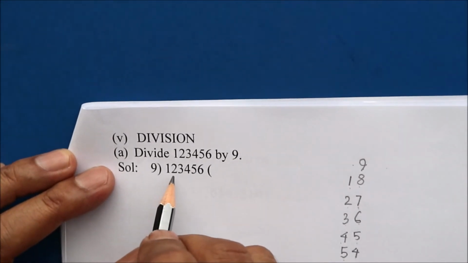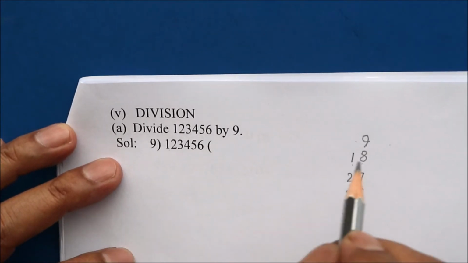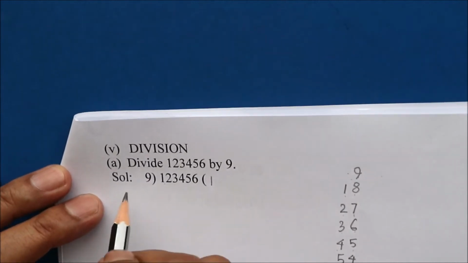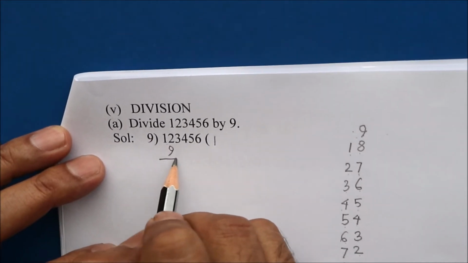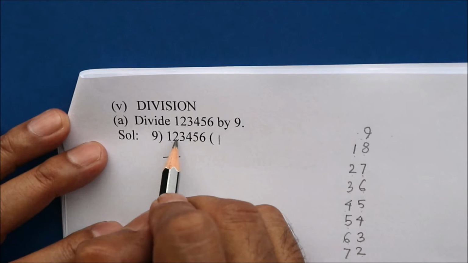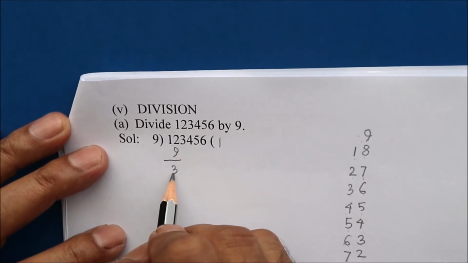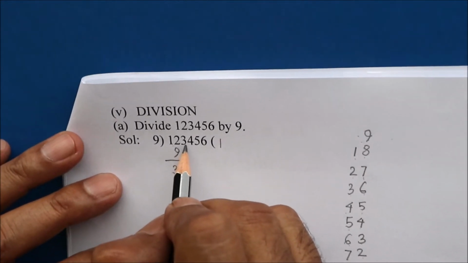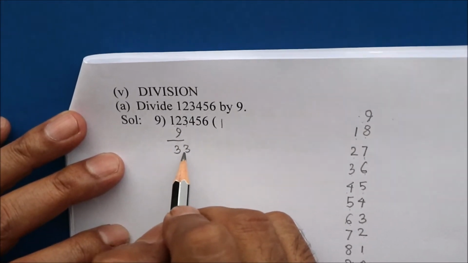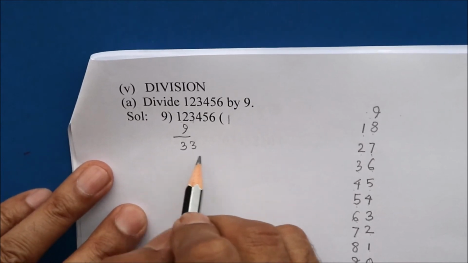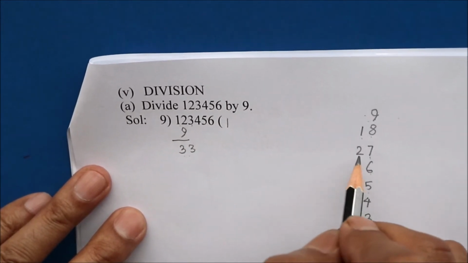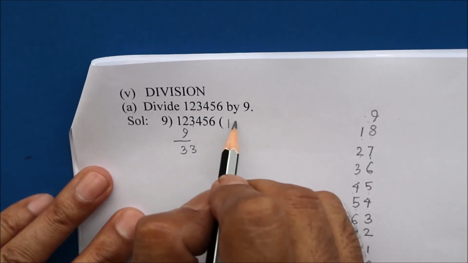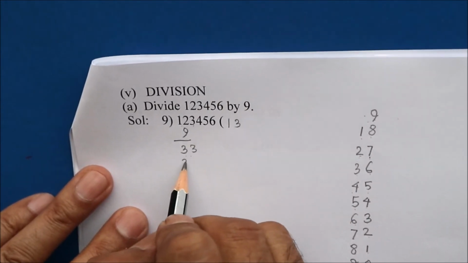The nearest multiple less than 12 is 9, which is the first multiple, so we write here 1 and write here 9. Minus 9 plus 1, 2 plus 1, 3. 1 minus 1, 0. Bring down the next digit, 3. The nearest multiple less than 33 is 27, which is the third multiple. Write 3 here and write 27 here.